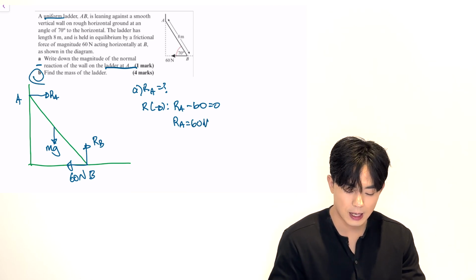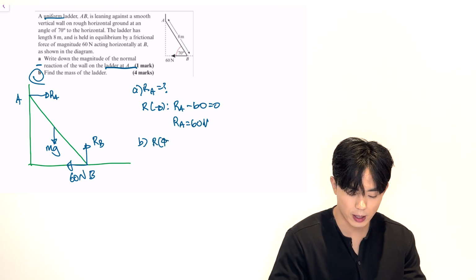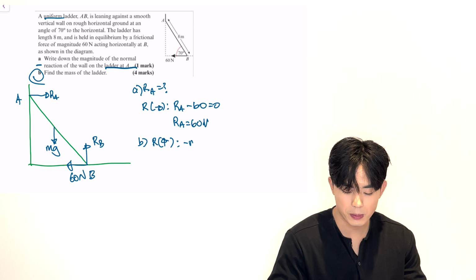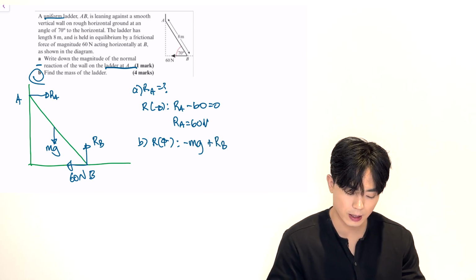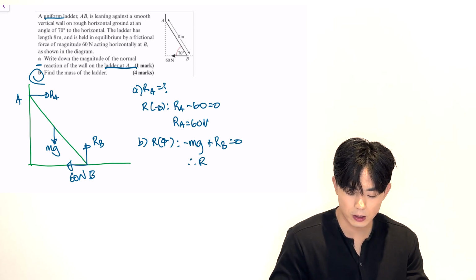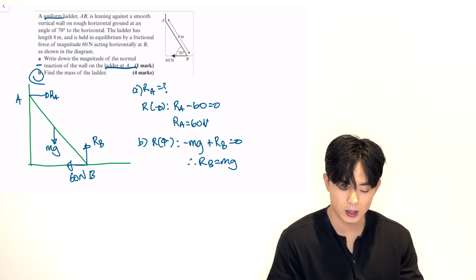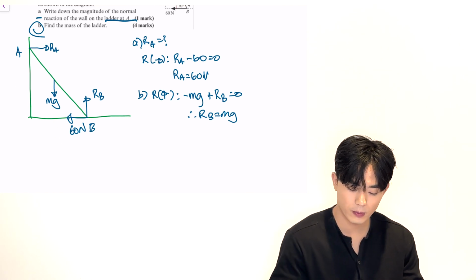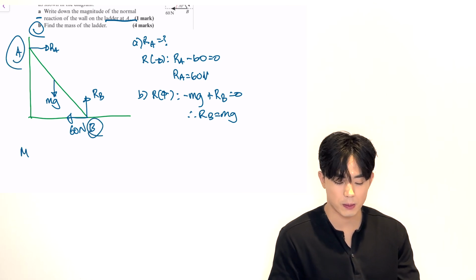B, find the mass of the ladder. So for the mass of the ladder, we're going to have to now resolve vertically. So resolving vertically, we have minus mg, because mg is acting downwards, and we have this plus RB acting upwards like this. And so we can say that RB minus mg is equal to 0, so RB is equal to mg. However, these are both unknown, so we're going to have to find one of these. So what I'm going to do now is take moments. So as I said, there are 2 points I can take moments about. I can take moments about A, or I can take moments about B.